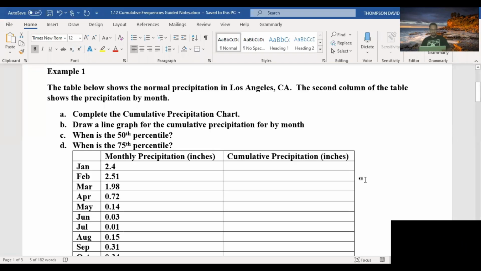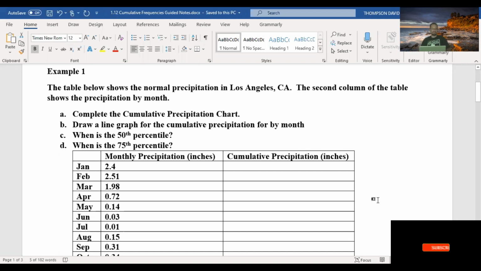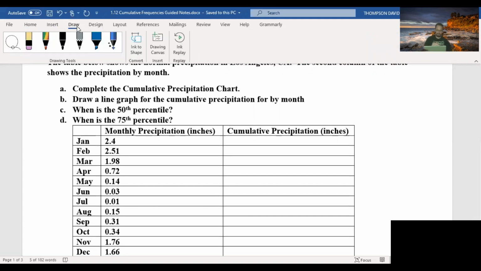Example 1. The table below shows the normal precipitation in Los Angeles, California. The second column in the table shows the precipitation by month. Complete the cumulative precipitation chart. Okay, first thing we want to do is add. That's pretty much what cumulative means, like you're adding.